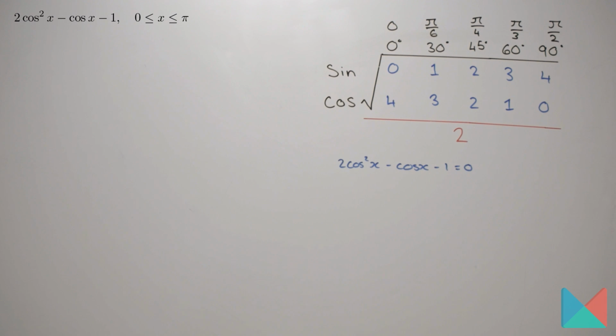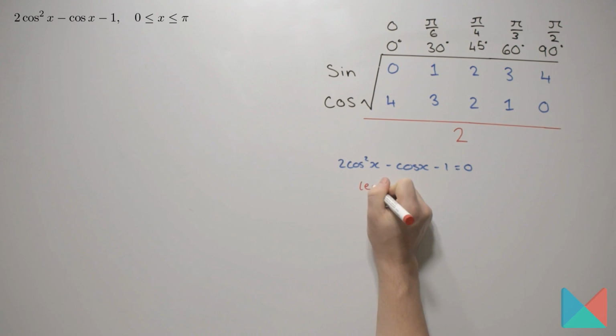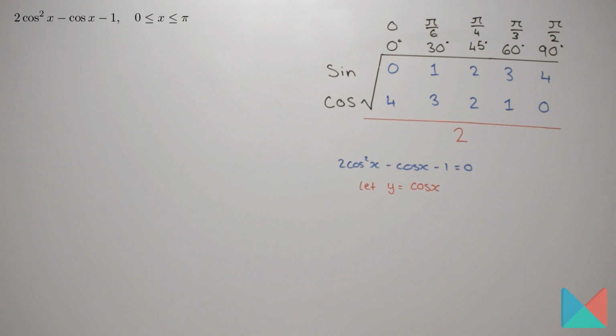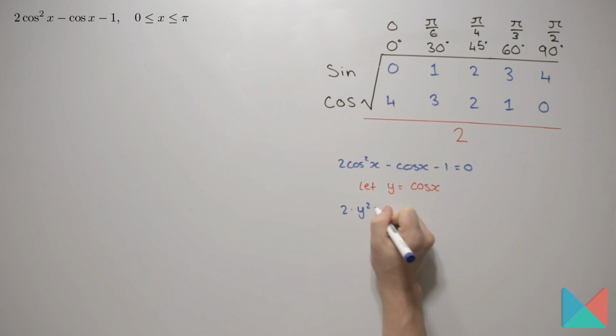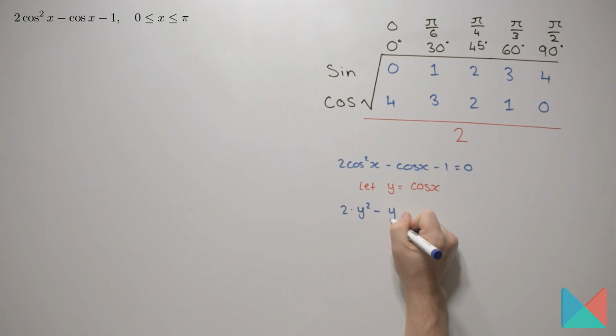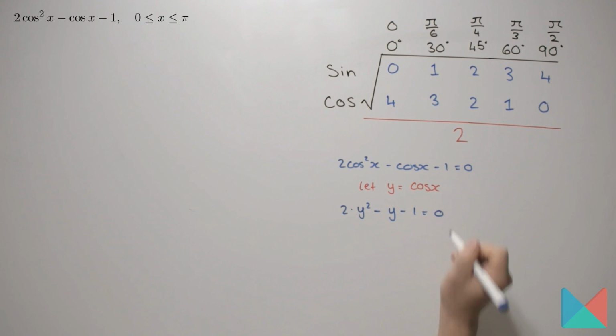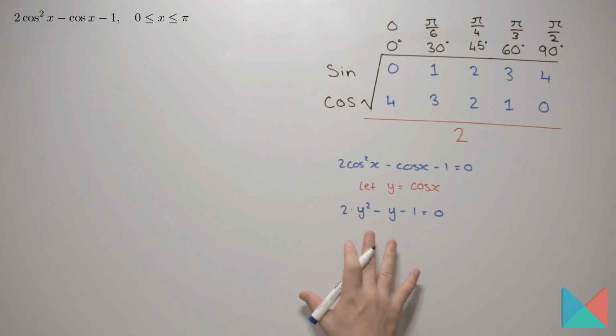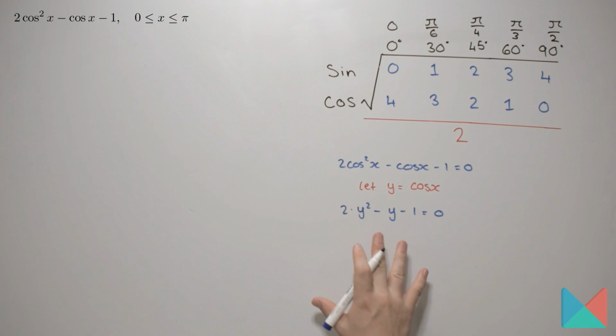So what we're going to do is we're going to make a dummy variable, y. So we're going to let y equal cos of x and see if we get any interesting results. So let's resubstitute this value in. And so we get 2 cos squared, which is going to change to y squared, take cos of x, which is just y, take 1 equals to 0. And notice here that we do have a quadratic equation in which we can factorize. So let's do that now.